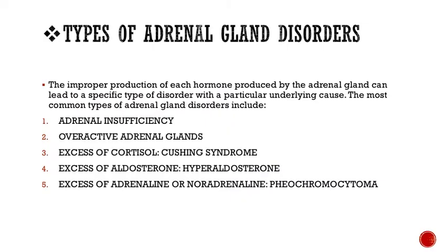So the types of adrenal gland disorders. The improper production of each hormone produced by the adrenal gland can lead to a specific type of disorder with a particular underlying cause. The most common types of adrenal gland disorders include adrenal insufficiency, overactive adrenal glands, excess of cortisol, Cushing syndrome, excess of aldosterone, hyperaldosteronism, excess of adrenaline or noradrenaline, that is pheochromocytoma.